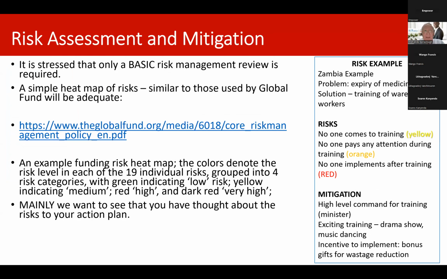Risk assessment, again, only basic. And we can use the Global Fund, what they call a heat map, where we just use colors. So green is low risk, yellow is medium risk, and red is high risk. And we can perhaps best explain it with an example.